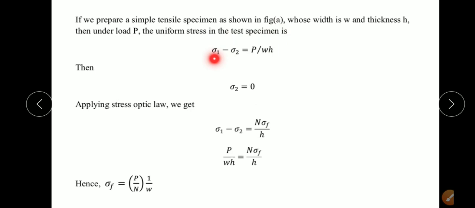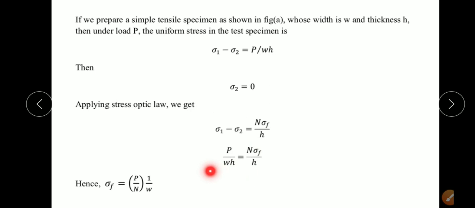There is only sigma 1 here, and sigma 2 is not there, so sigma 2 is equal to 0, because the load is applied in only one direction. Now apply the stress optic law: sigma 1 minus sigma 2 is equal to n sigma f by h, where n is the fringe order, sigma f is the fringe value, and h is the thickness of the model. We know sigma 1 minus sigma 2 is P by W H, so we substitute: P by W H is equal to n sigma f by h. But we require the sigma f value, which should be determined.